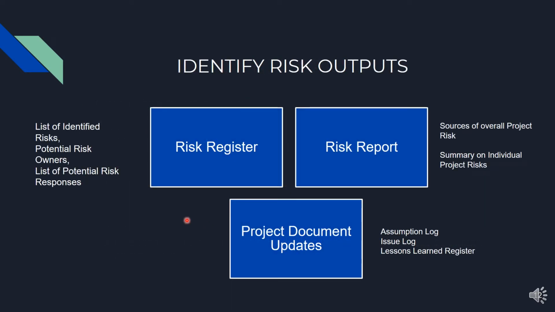The output of the identify risk process is the risk register. In the risk register, we list down the identified risks, the potential risk owners, and the potential risk responses. The second output of the identify risk process is the risk report. In the risk report, we list down the sources of overall project risk and a summary of the individual project risks. The third output of identify risk is project document updates. Some of the project documents that could be updated are the assumption log, issue log, and lessons learned register.